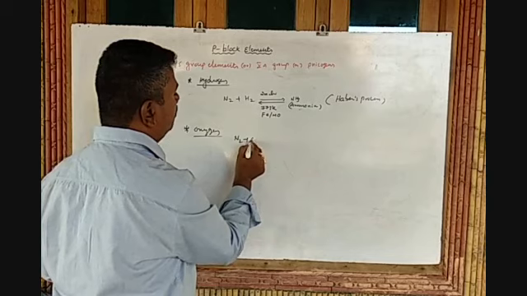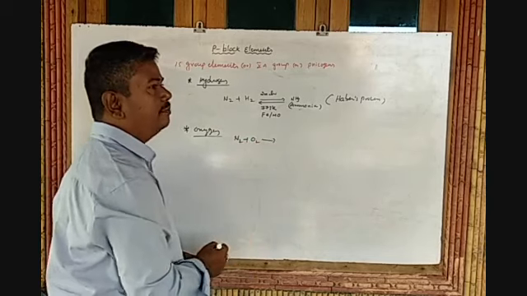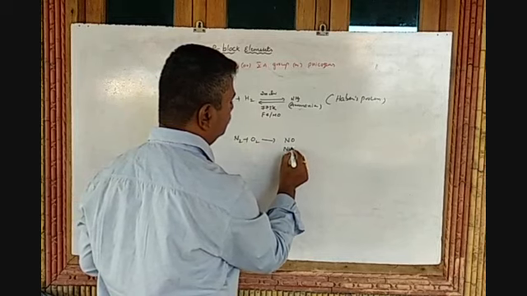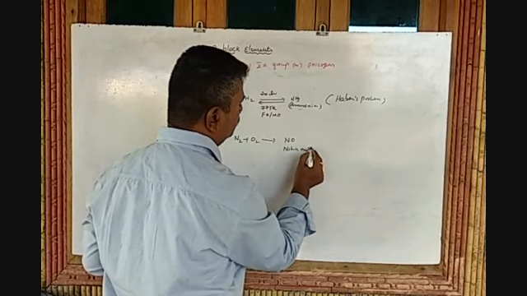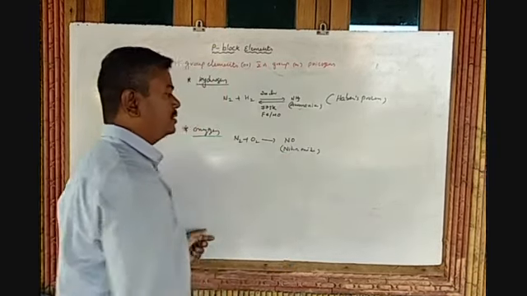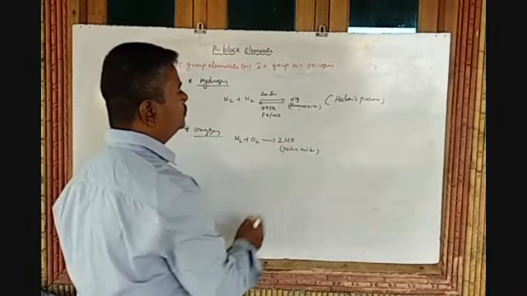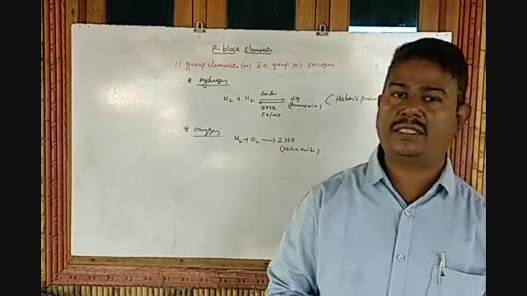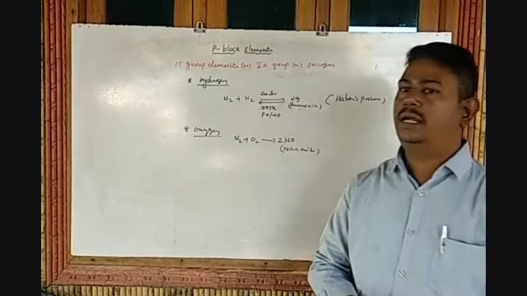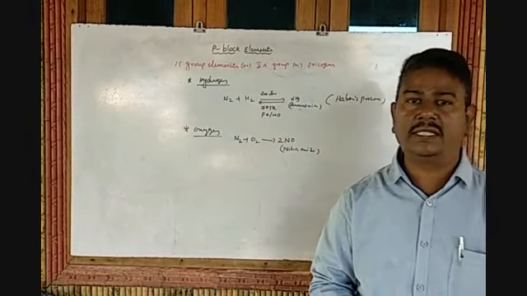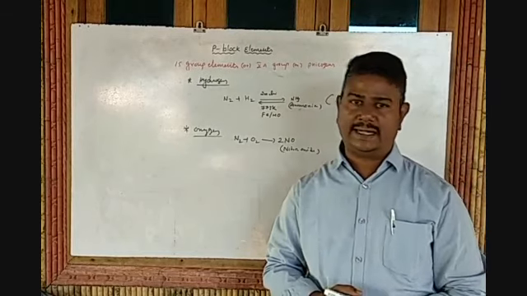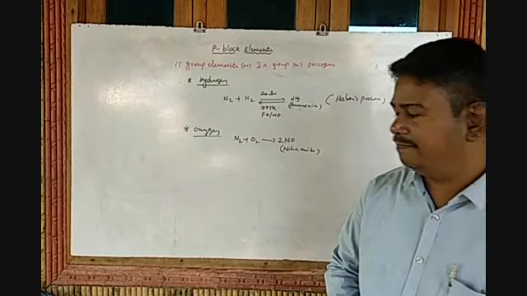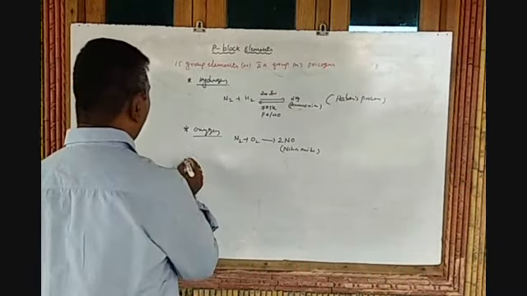Nitrogen combines with oxygen under high temperature, forms nitric oxide. So that's why nitrogen combines with hydrogen, as well as nitrogen combines with oxygen, and also nitrogen combines with the metals to form their respective metal nitrides. Okay, so those are the chemical properties of nitrogen. Now, what are the uses?